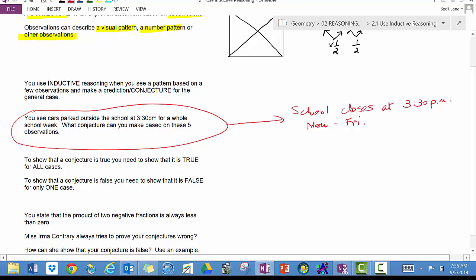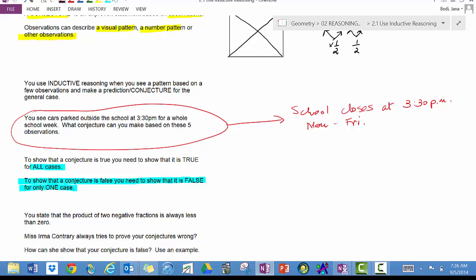To show that a conjecture is true, you need to show that it is true for all cases. And to show that the conjecture is false, you need to show that it is false for only one case. Okay, so let's look at this next example. You state that the product of 2 negative fractions is always less than 0. Miss Irma Contrary always tries to prove your conjecture wrong. How can she show that your conjecture is false?